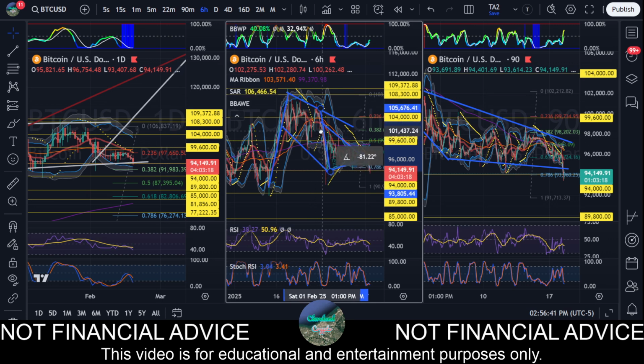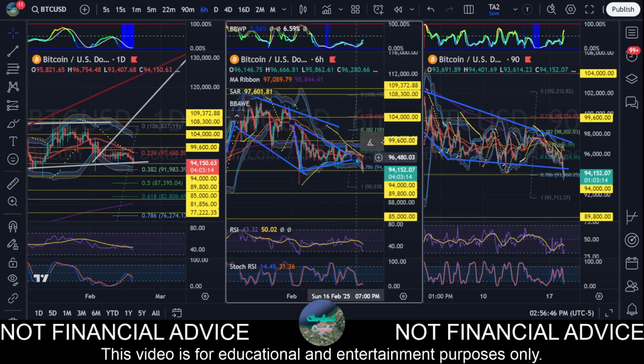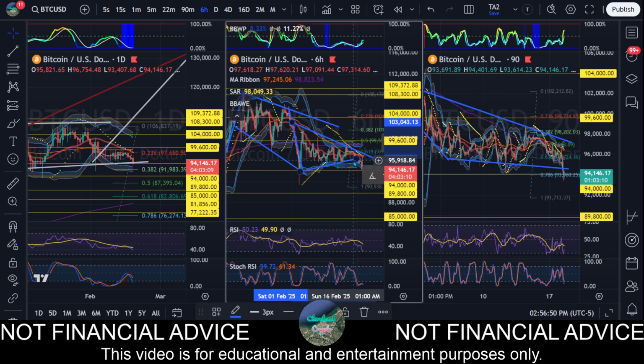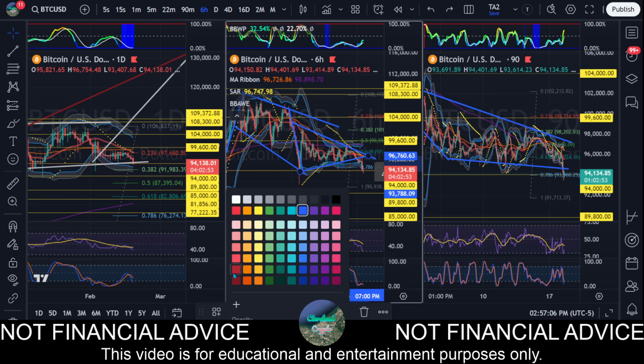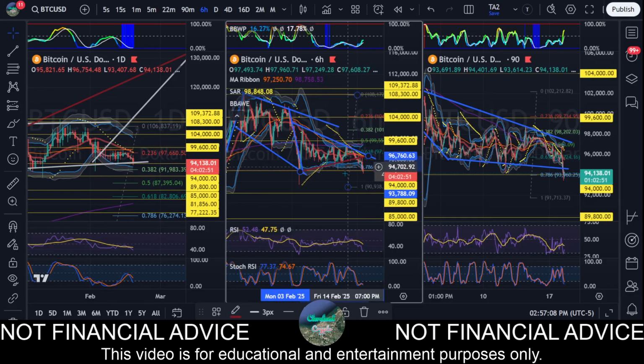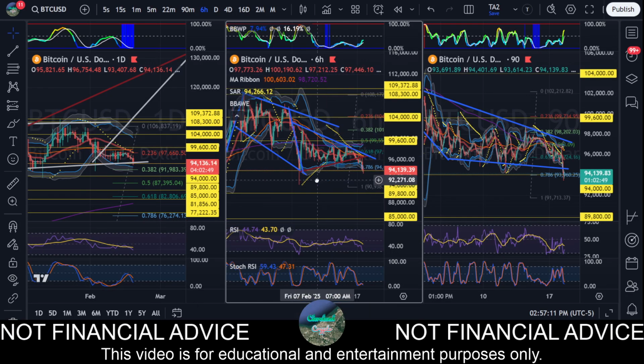I'm going to put the pole back over here for now, and we're going to adjust the bear flag just a little bit. I mean, that one, we'll leave that one. That one's been breached, so we'll turn that red. Oops, didn't mean to delete that. I meant to turn it red to indicate that it has been breached to the downside.